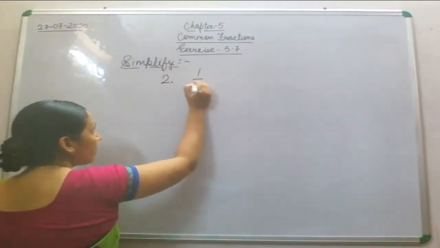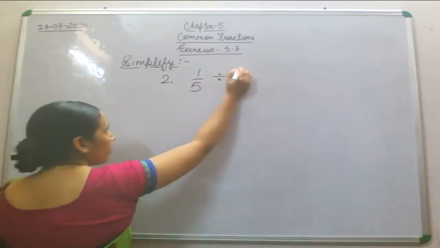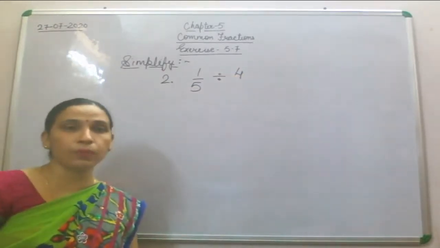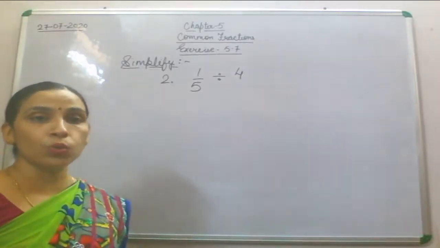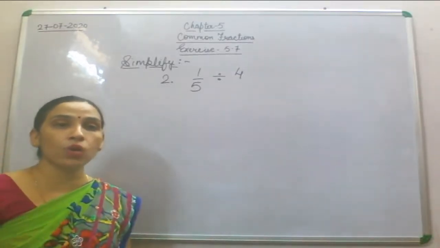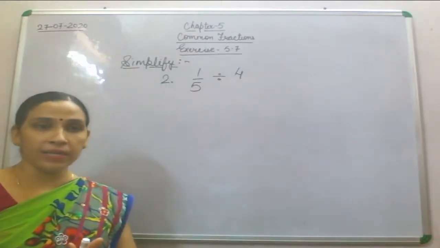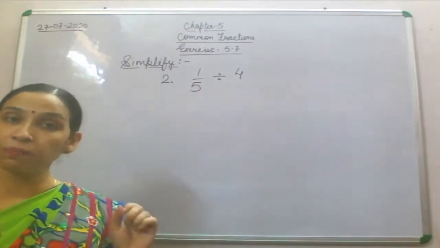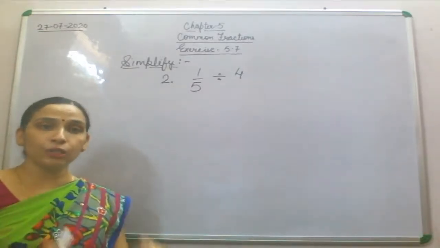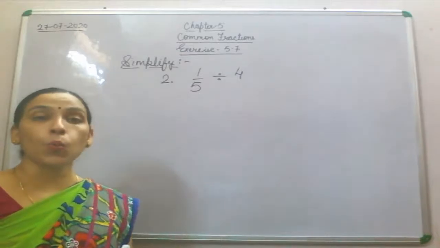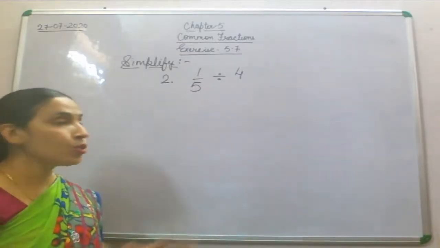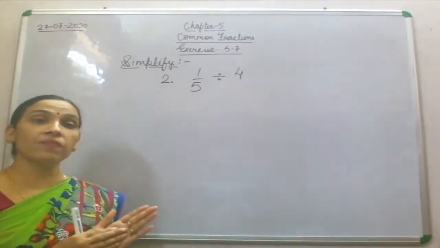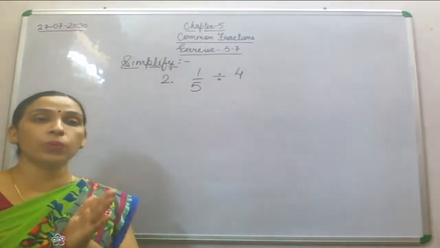Second question is 1 by 5 divided by 4. Now this is your second question, 1 by 5 divided by 4. Now I am going to ask you, 1 by 5 is an example of what kind of fraction? Yes, you all know that it is an example of a unit fraction, because it has 1 in its numerator. So now we have 4 as a whole number to divide 1 by 5. Now 1 by 5 is divided into 4 equal parts.